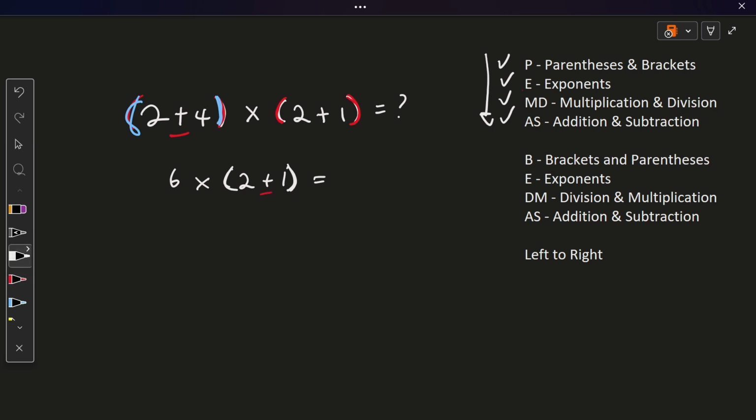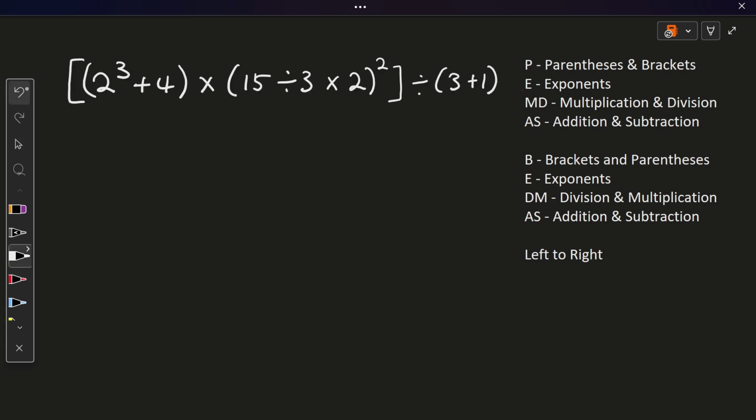And so we'll go ahead and we'll solve 2 plus 1, which equals 3. And since 3 is the only term inside of our brackets, we'll remove those. And we're left with 6 times 3 as our final equation. And once we resolve this multiplication operator, we're left with 18, which is our final answer.